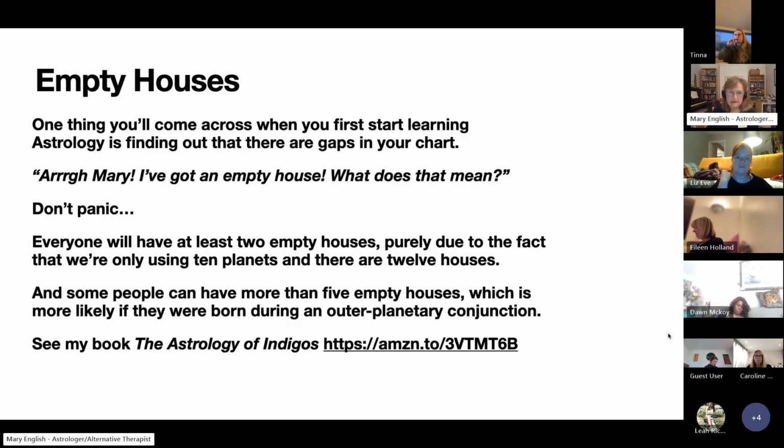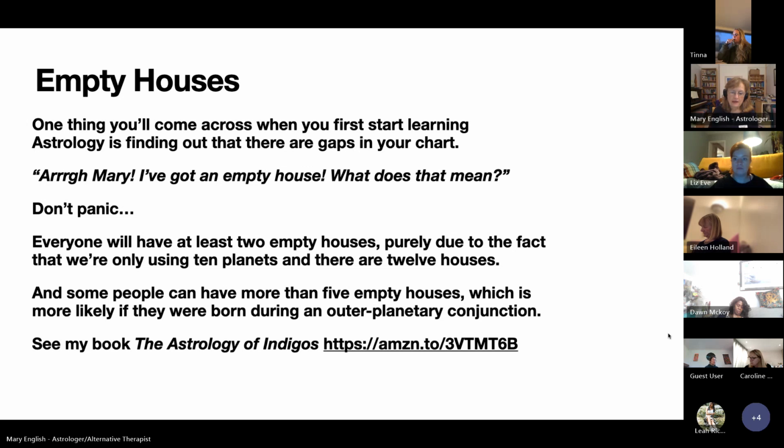Empty houses. Now, one thing you'll come across when you first start learning astrology is finding out there are gaps in your chart. Maybe you think, "I've got an empty house. What does it mean?" Don't panic. Everyone will have at least 2 empty houses, purely due to the fact that we're only using 10 planets and there are 12 houses. Some people can have more than 5 empty houses, which is more likely if they were born during an outer planetary conjunction.